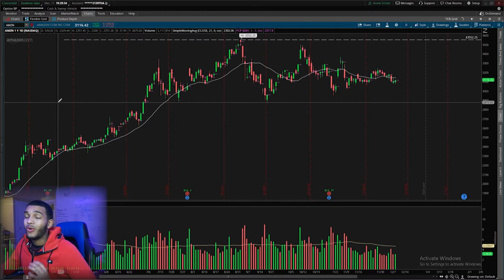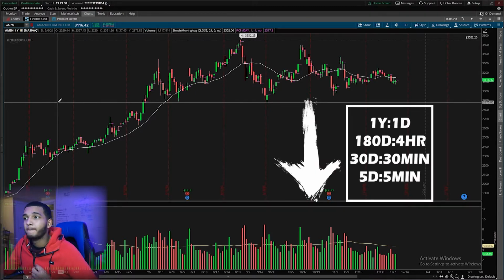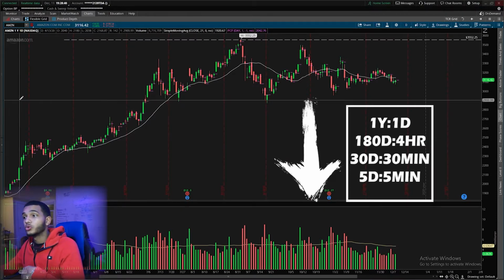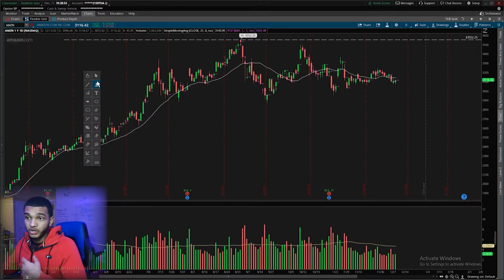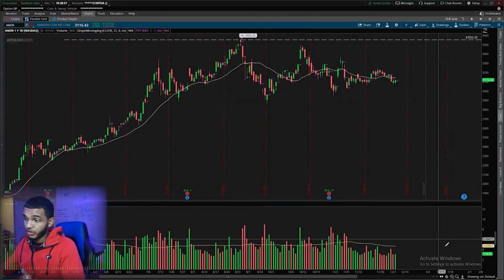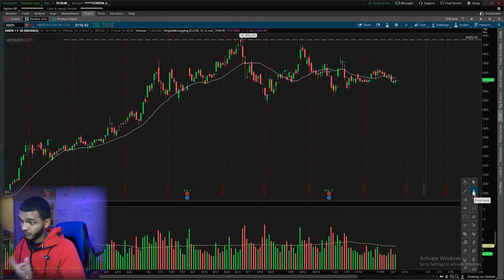Now, what I like doing is I like dropping the major support and resistance levels on the bigger time frames. So what we're gonna do is we're going to go from big time frame all the way down to small time frame. I'll put up the actual time frames that I use up here so that you guys can copy them if you want to. You're gonna grab whatever line tool that you have. In Thinkorswim, you got the price level tool, which you can find right here.